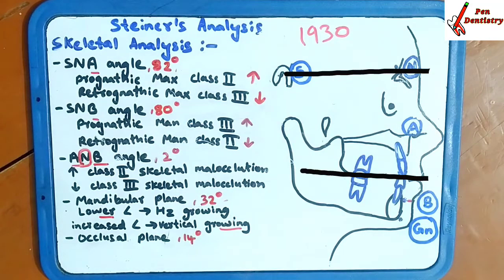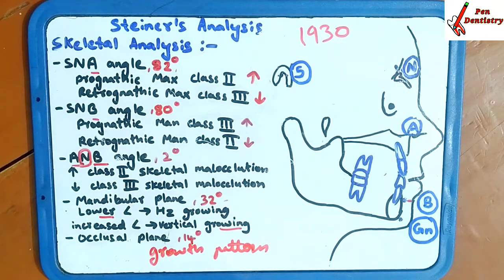This also tells us the growth pattern of the individual, and helps us in the study of the individual. Okay, these were the five skeletal analyses given by Steiner in 1930. The first one is SNA angle, the second is SNB, then ANB, then the mandibular plane and the occlusion plane. Now we are going to see the dental analysis of Steiner.